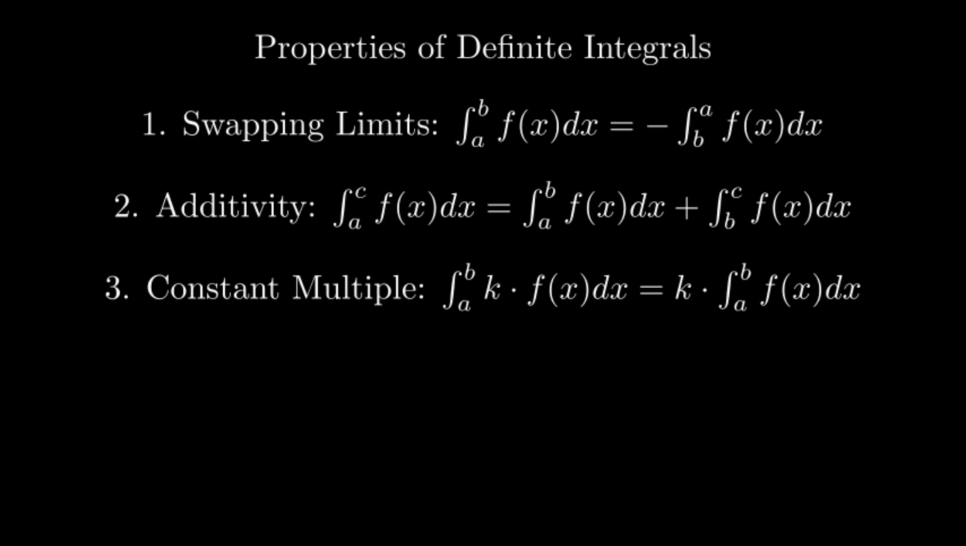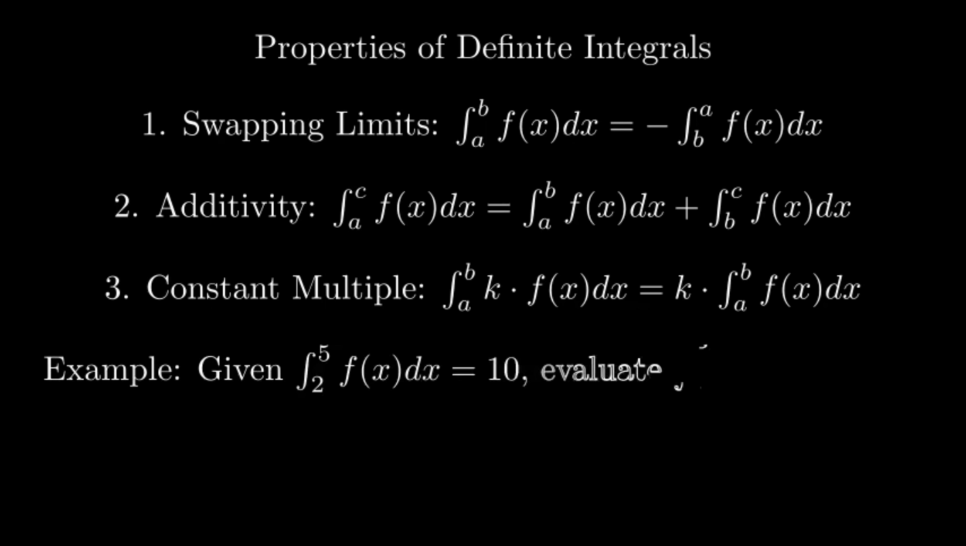Third, a constant multiplier can be pulled outside the integral. Integrating 3 times a function gives the same result as finding the integral of the function and then multiplying by 3. Let's use these properties to solve a problem where we don't even know what the function is. Suppose we are given that the integral of some function f of x from 2 to 5 is 10. We need to find the integral of 3 times f of x minus 1 over the same interval.